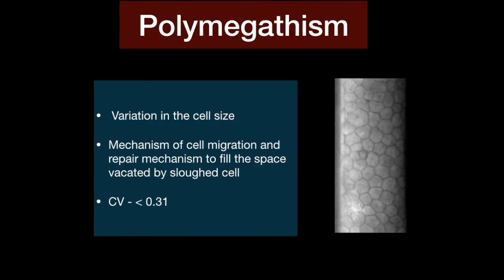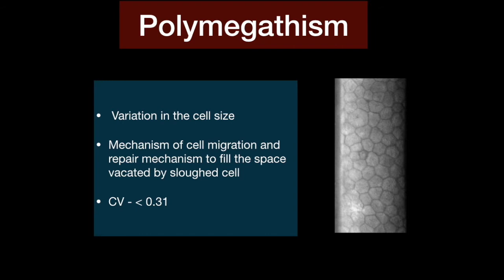Polymegathism. Whenever an endothelial cell sloughs out, a gap is created, and to repair the gap, endothelial cells adjacent to the gap move in to fill the space. The endothelial cells either stretch or slide into different positions. This movement of endothelial cells creates a variation in the cell size called polymegathism.